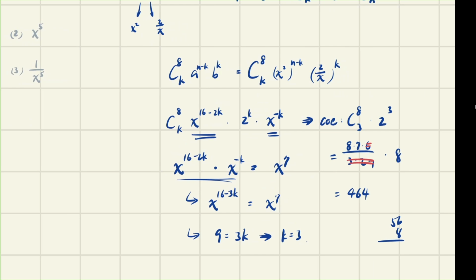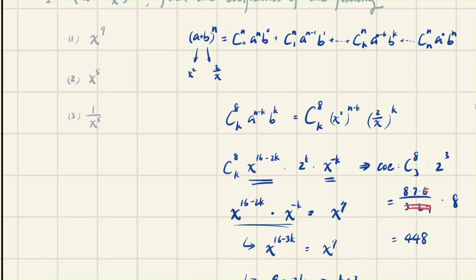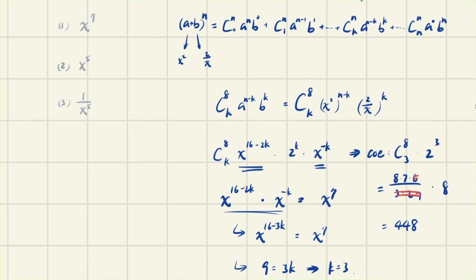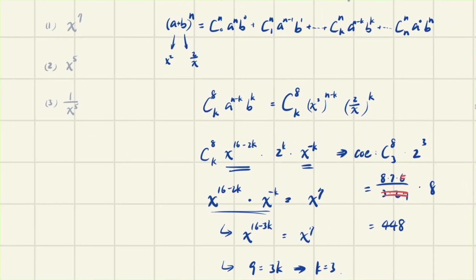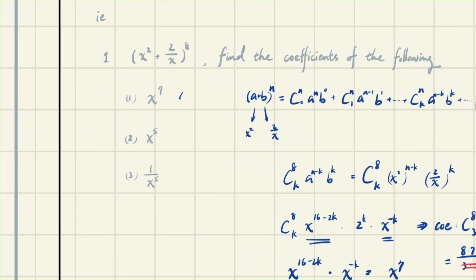Wait, no, I'm stupid. So it's 40. Okay, never mind, my bad. 448. I got confused there for a bit. So the answer, the coefficient of the term x to the power of k will be 448. Okay? And now let's look at our second question.